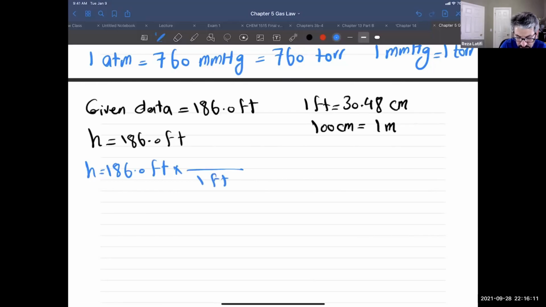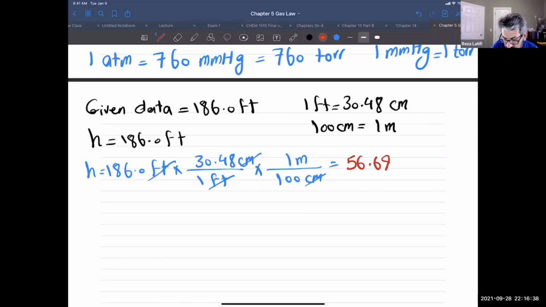1 foot is equal to 30.48 centimeters. Get rid of the centimeter, transfer it to meters, and you say 100 centimeters equal 1 meter. So now you can cross out centimeter by centimeter, and that will give you the final answer equal to 56.69 meters.